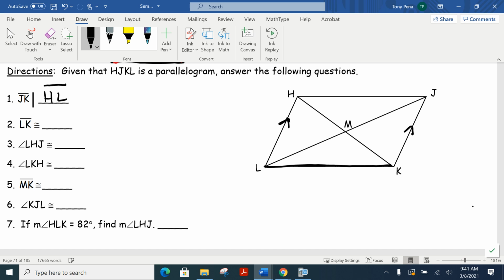Ella, LK is congruent to what segment? Good. The opposite side of that is HJ. In a parallelogram, opposite sides are congruent and parallel, so HJ has to be congruent to LK. All right, so those are the nice ones. Opposite sides are parallel, opposite sides are congruent. So if we're going to mark that, we'll put little tick marks here. We could mark a lot more, but we'll go with just the ones that we have listed now.